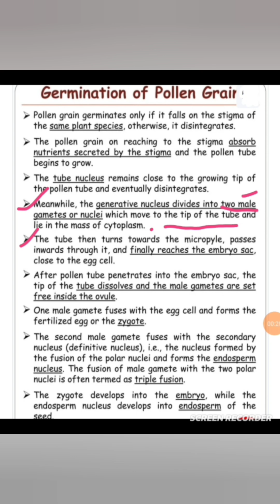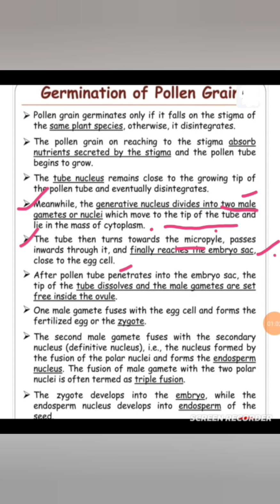The tube then turns towards the micropyle, passes inwards through it, and finally reaches the embryo sac close to the egg cell.